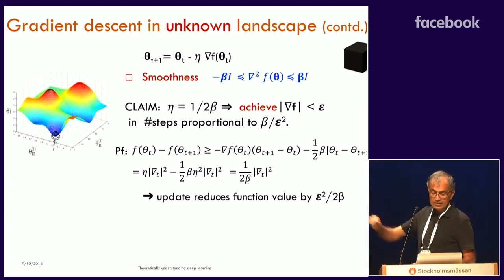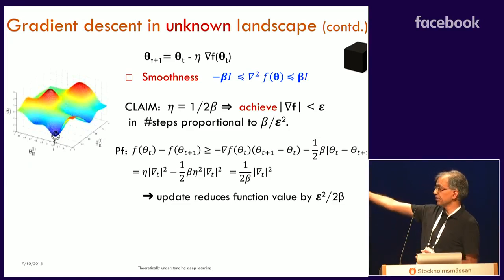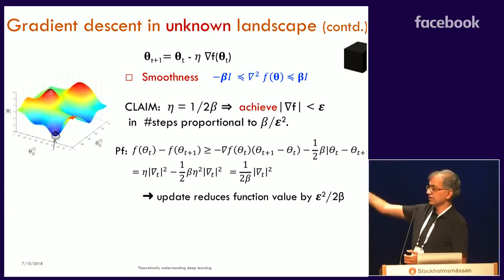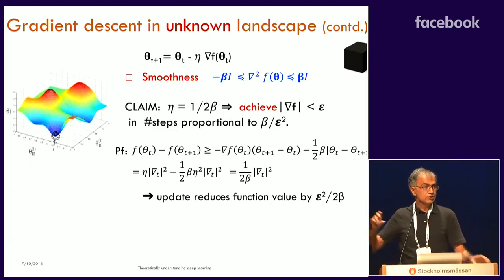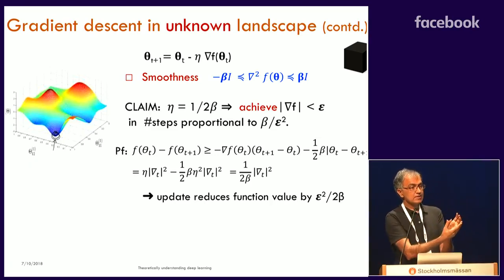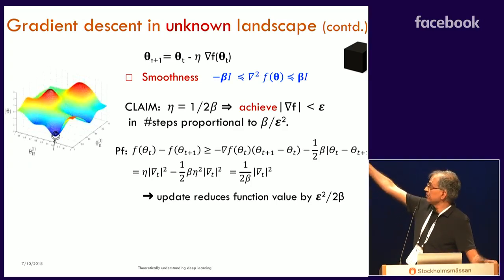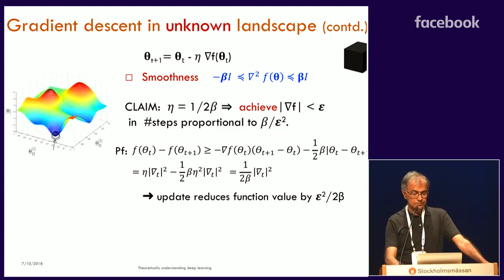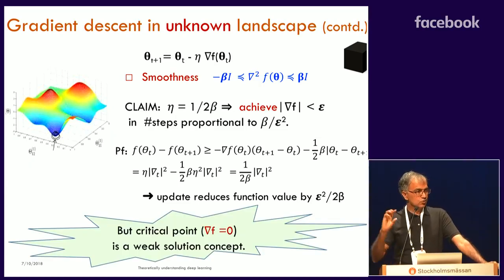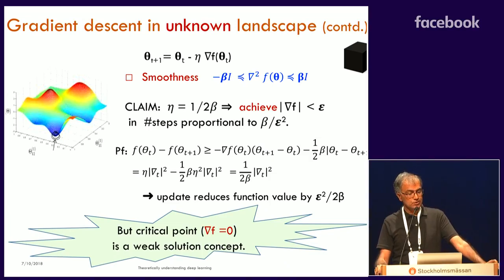So what this means is that so long as the gradient is large, you're making progress. This update is reducing the function value by epsilon square divided by 2 beta. At every step, you're making this amount of progress. So the number of steps you need to get down to, say, zero gradient is at most the reciprocal of this, which is like beta over epsilon square. That's essentially the only proof. All I'll do are these two-line proofs. So that shows you that you can get to a critical point, or close to a critical point.